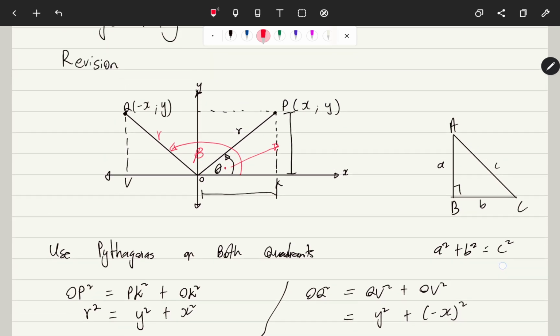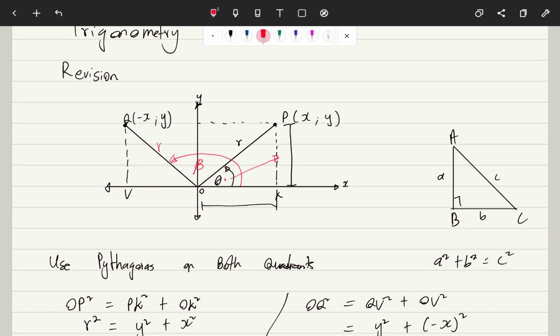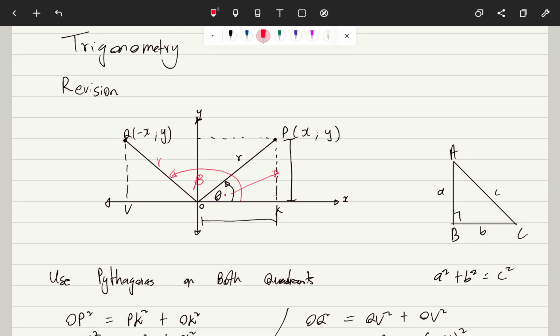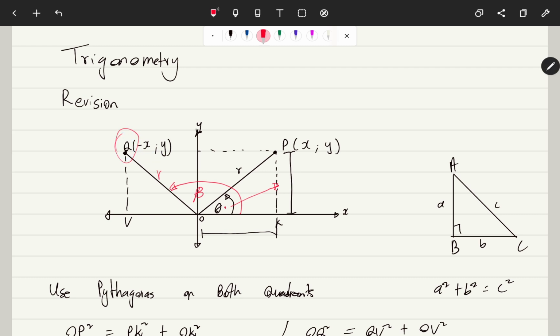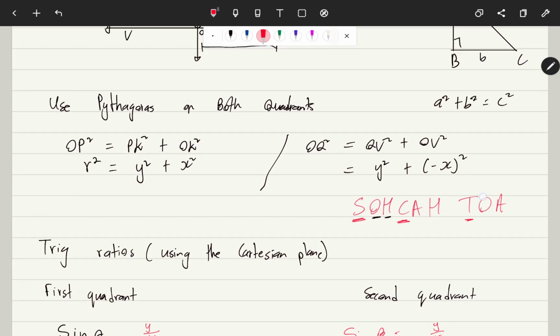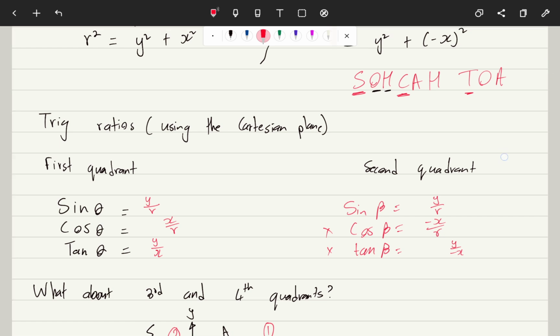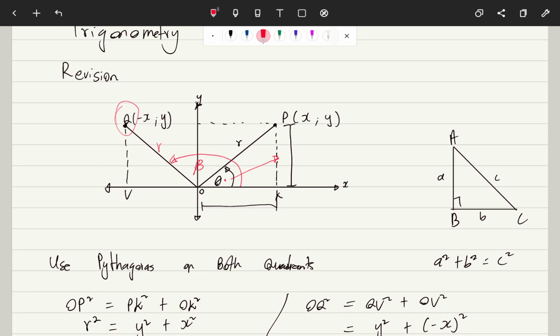Do you think you might have an idea why it is minus x instead of x? For cos, it's x over r. But then the x on the side is negative, right? And then for tan beta, that is gonna be y over minus x, right? So the only interesting parts were cos and tan, where we are getting negative values just because we have a negative x value. And then sine is positive. This emphasizes that idea that sine is positive in the second quadrant.